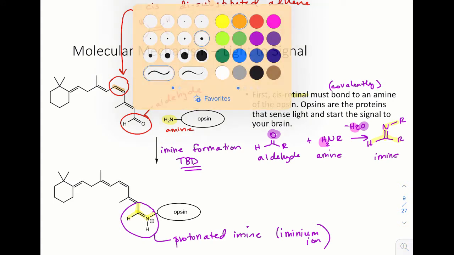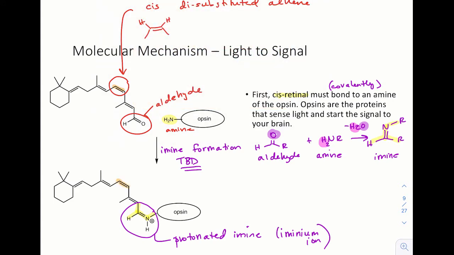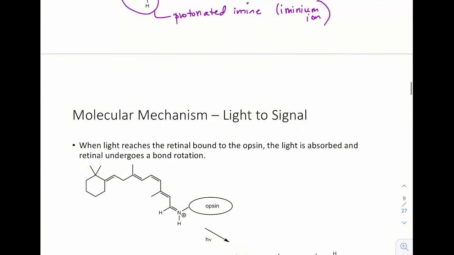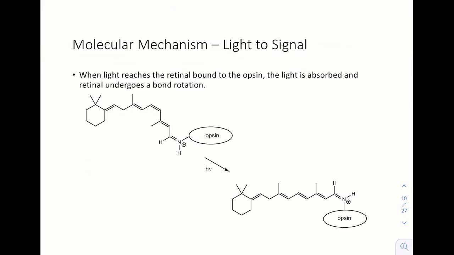Right now, we're really focusing on this cis-alkene portion of the retinal. So now that the retinal is covalently bonded to the opsin, it is ready to interact with light. So when light comes through the eyeball and reaches the retinal bound to the opsin, that light is absorbed and retinal undergoes a bond rotation. Okay, so here's the light, it's absorbed, and then the cis retinal isomerizes to the trans retinal.